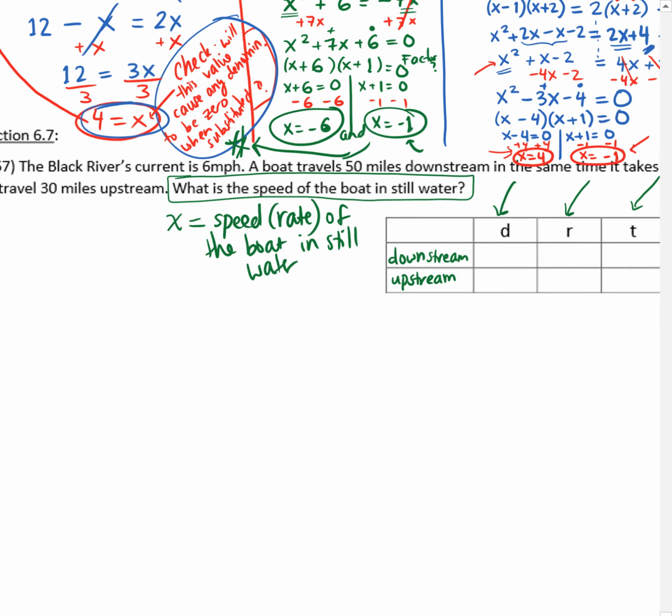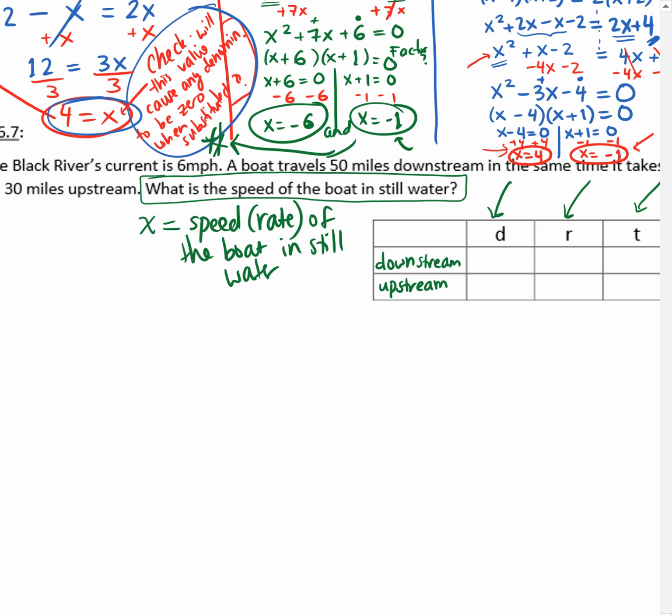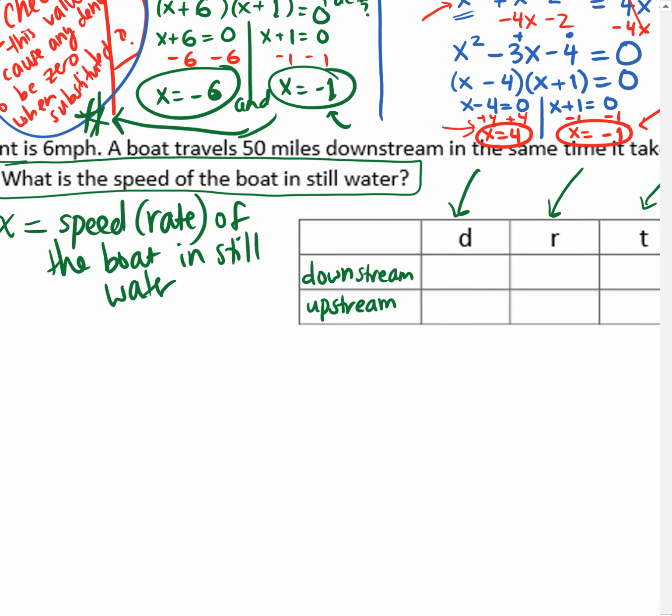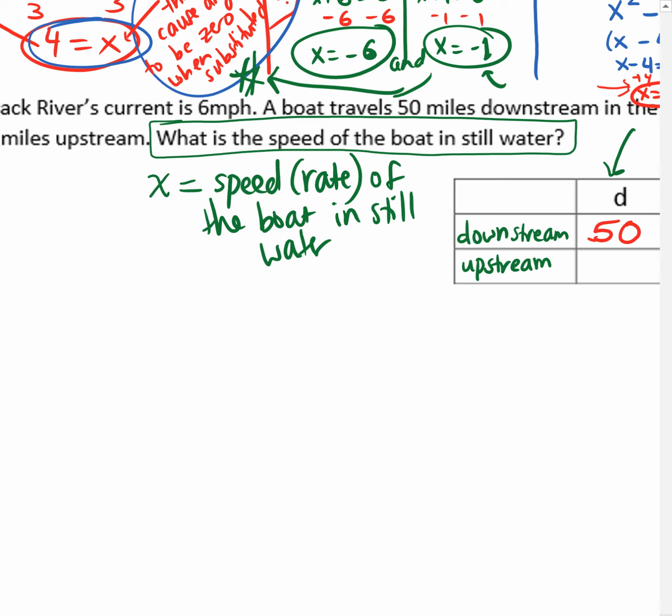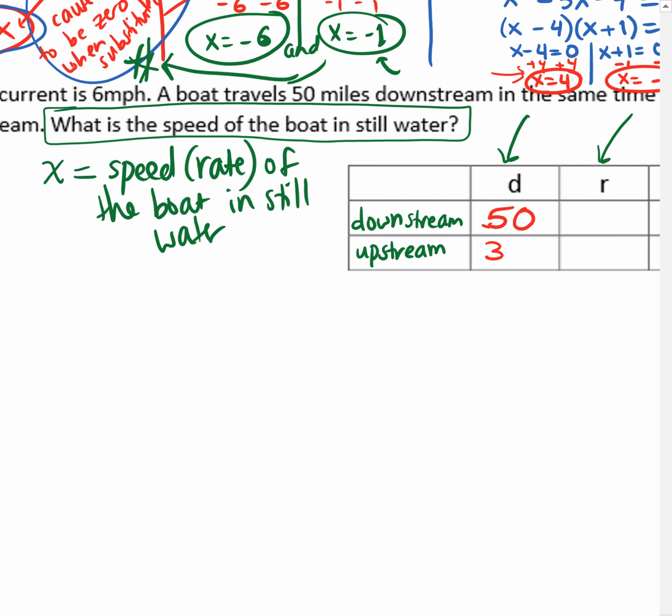It says a boat travels 50 miles downstream. Well, that kind of sounds like something they just gave us. That's a distance for sure. So 50 miles is the distance that they travel downstream. And the same time it takes the boat to travel 30 miles upstream. So that sounds like the distance upstream, 30. Perfect. All right, there's the thing they just give us.